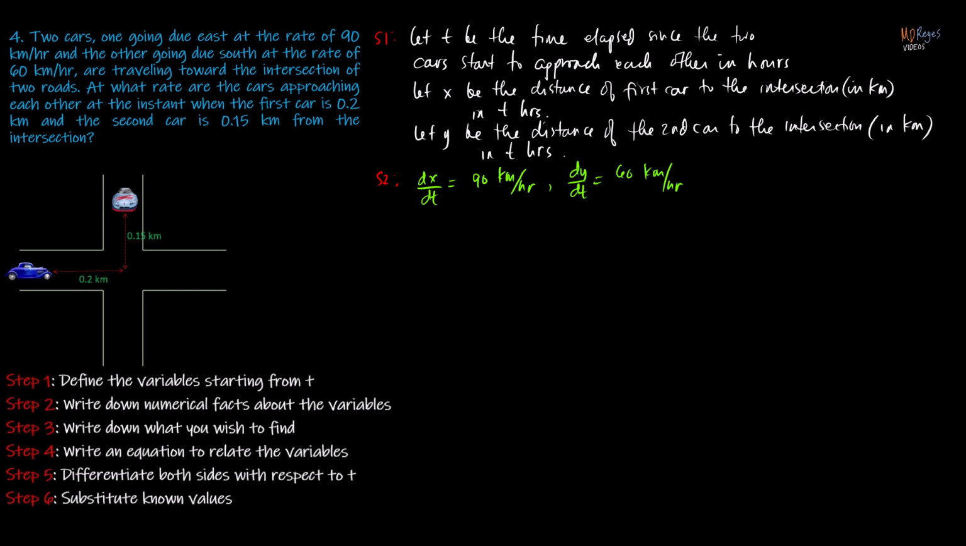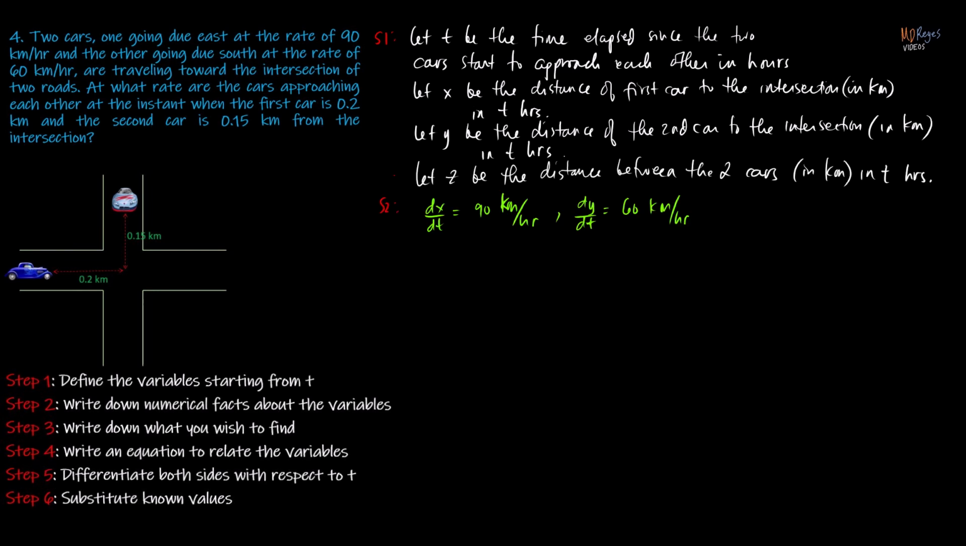Sorry, there's another variable here because of the question. At what rate are the cars approaching each other at the instant? Okay, so let's define another variable. Another variable would be the distance between the two cars at an instant, right? So it changes as they approach the intersection. I'll be using the variable z. This is z, the distance between the two. So in the figure, this is z, all right? Okay, so z is the distance between the two cars in kilometers also in t hours.